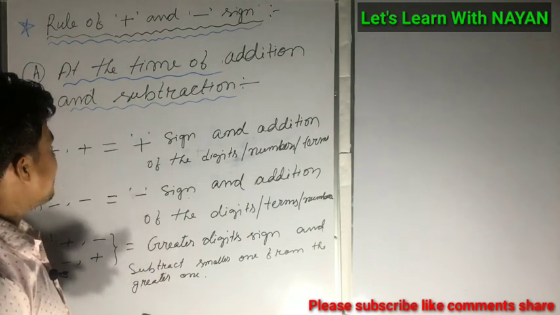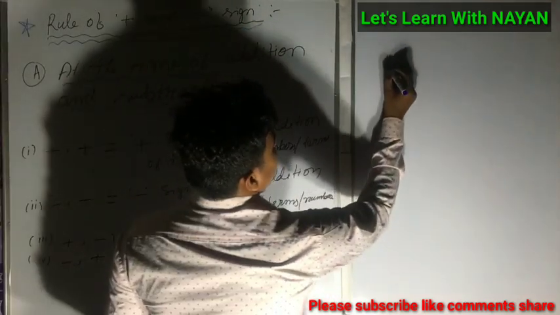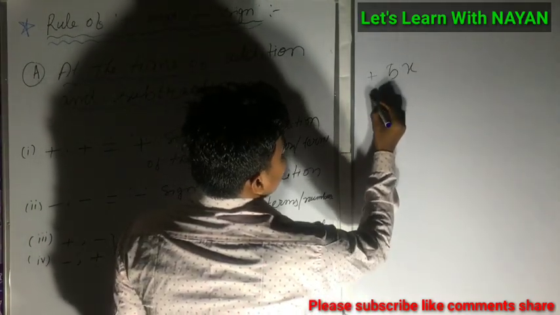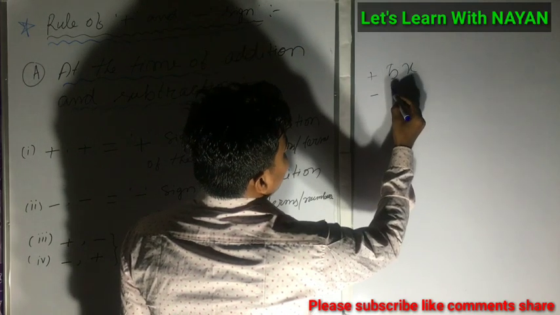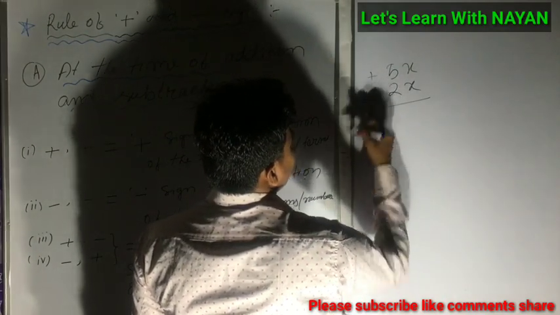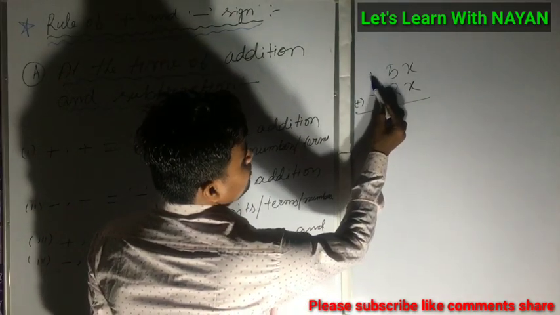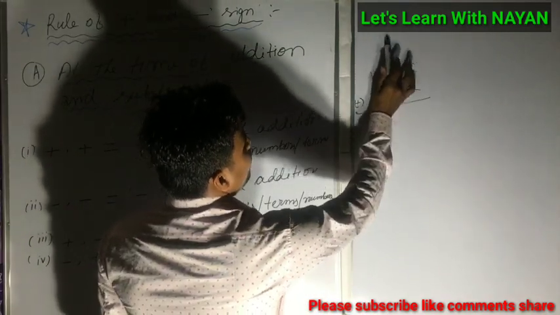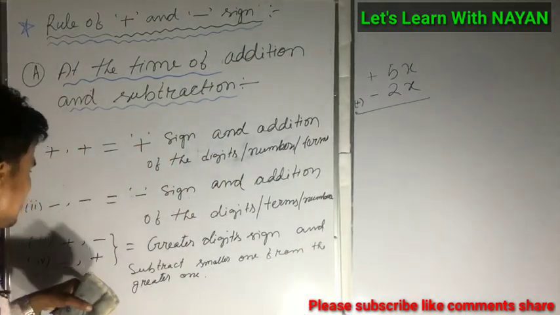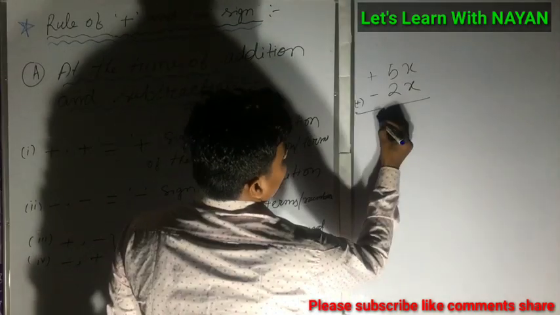At the time of addition and subtraction, what we will do? Suppose this is plus 5x and this is minus 2x. How will we add this? We have to see which number is greater. This is plus sign and this is minus sign, and this 5 is greater compared to 2. So plus minus or minus plus becomes the greater digit's sign. That means this plus sign will come.